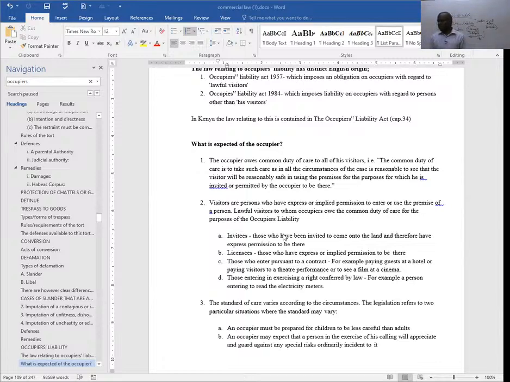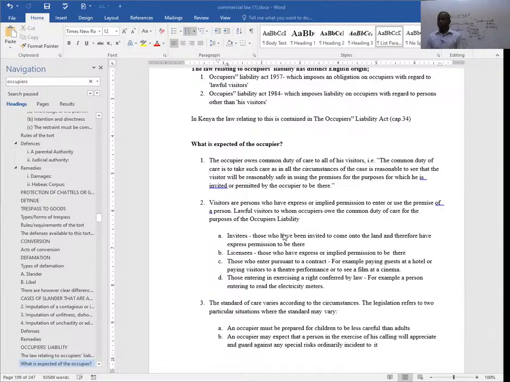The common duty of care is to take such care as is reasonable in all the circumstances of the case to see that the visitor will be reasonably safe in using the premises. Number 2, visitors are persons who have express or implied permission to enter or use the premises of a person, those who have been licensed or allowed under the law.